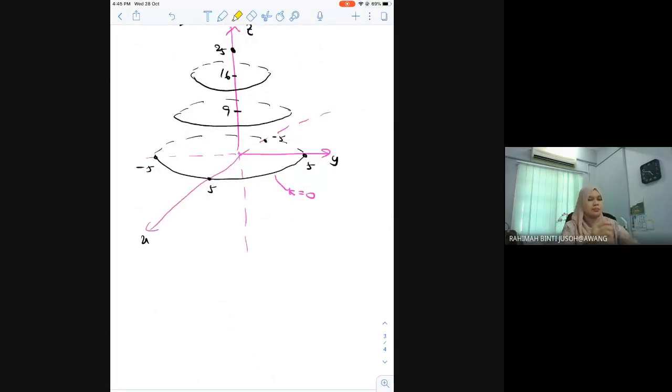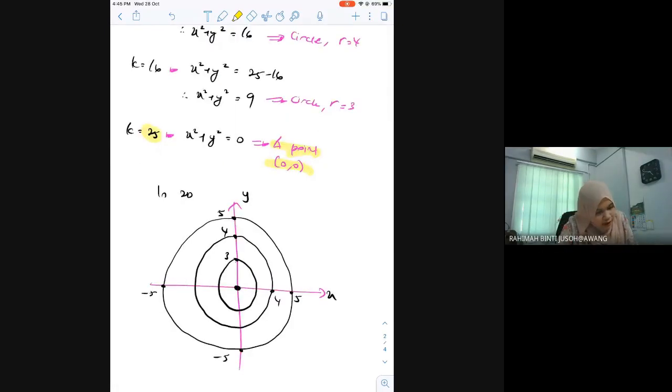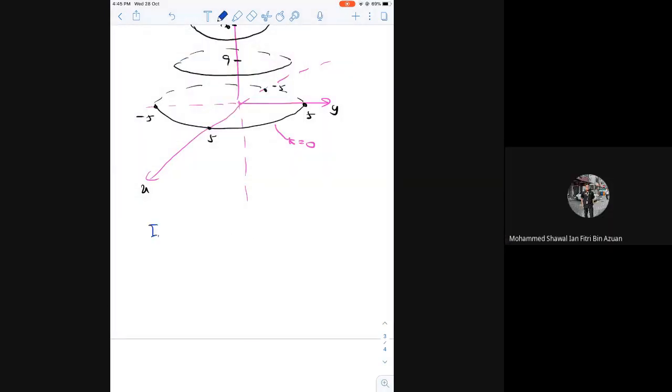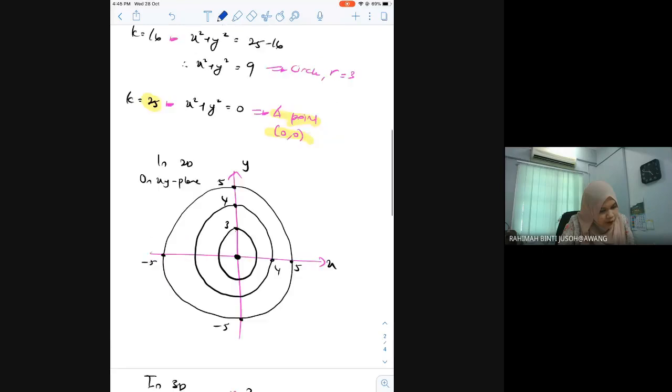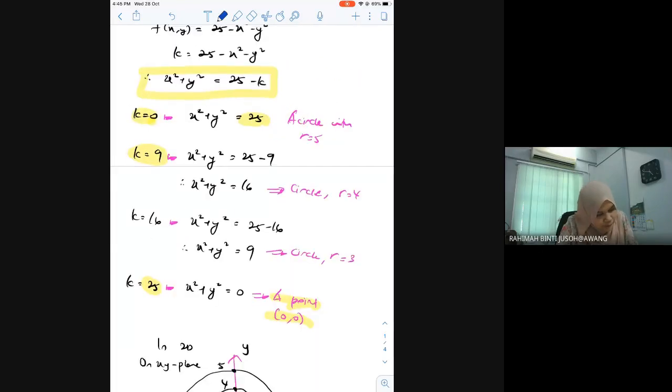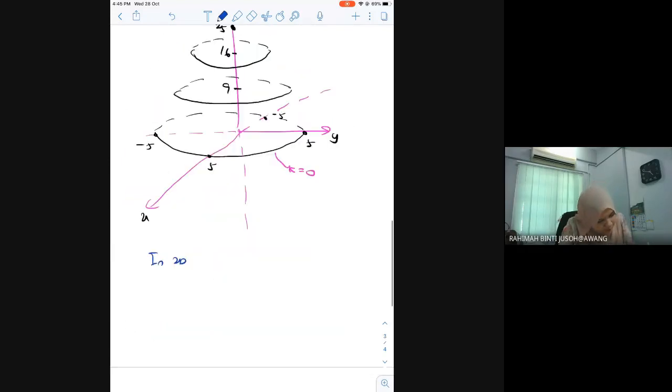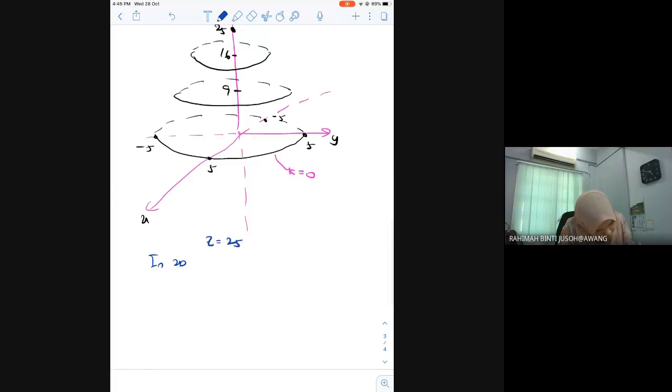But before that, let me explain about 2D graph. Okay, just now yang ni, yang asal ni, ini adalah on XY plane. Okay, let's say we sketch in 2D. XY plane kita ambil. Okay, kita ada equation kita tadi yang ni kan. z equals to 25 minus x squared minus y squared. Okay, ni z equals to 25 minus x squared minus y squared. Okay, so in 2D for XZ plane.